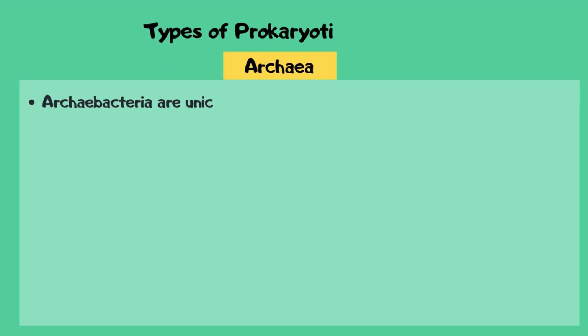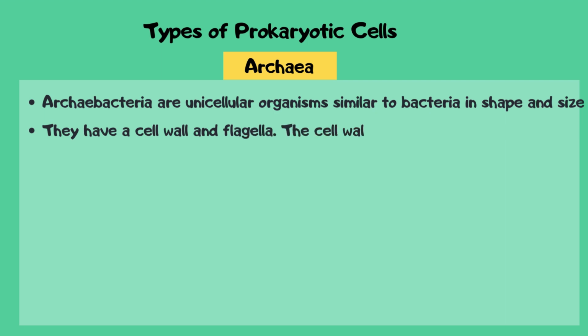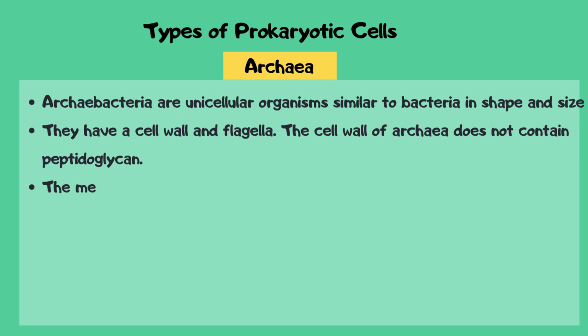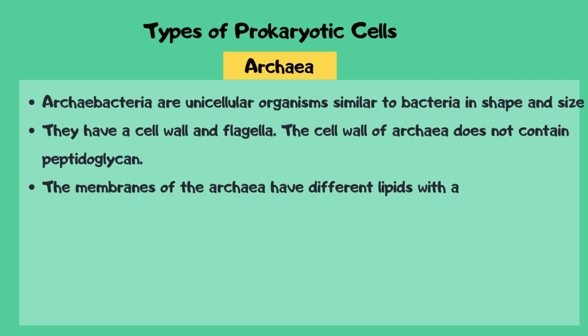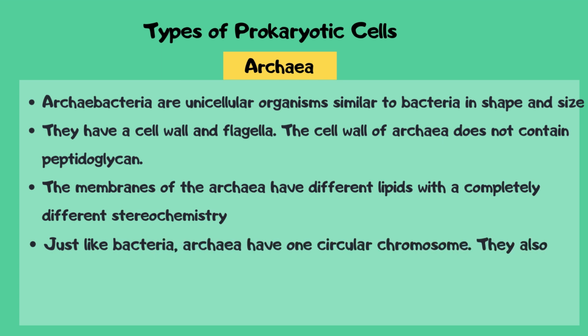Archaea and bacteria are two types of prokaryotic cells. Archaeobacteria are unicellular organisms similar to bacteria in shape and size. They have a cell wall and flagella. The cell wall of archaea does not contain peptidoglycan. The membrane of the archaea has different lipids with a completely different stereochemistry. Just like bacteria, archaea have one circular chromosome. They also contain plasmids.